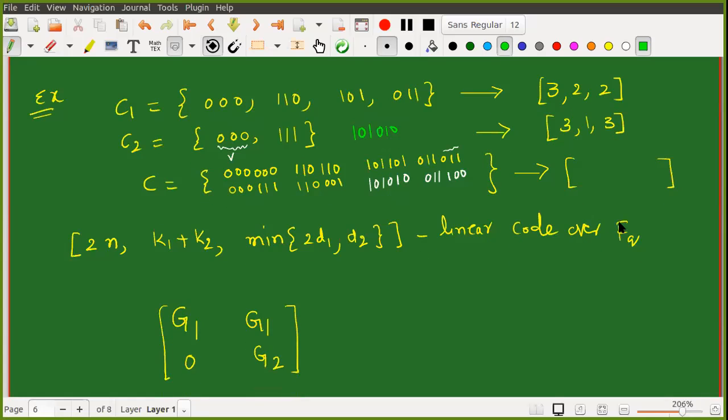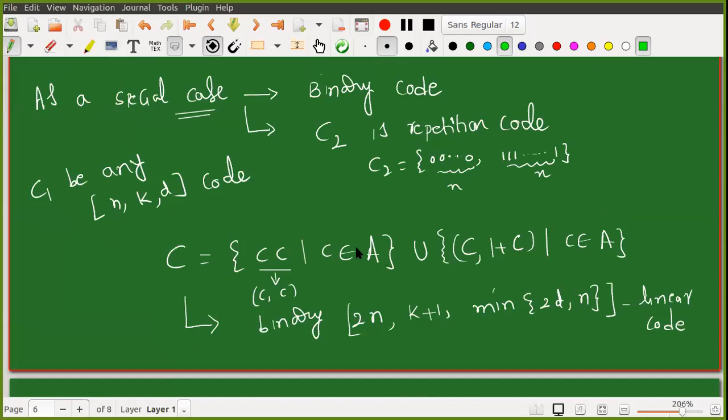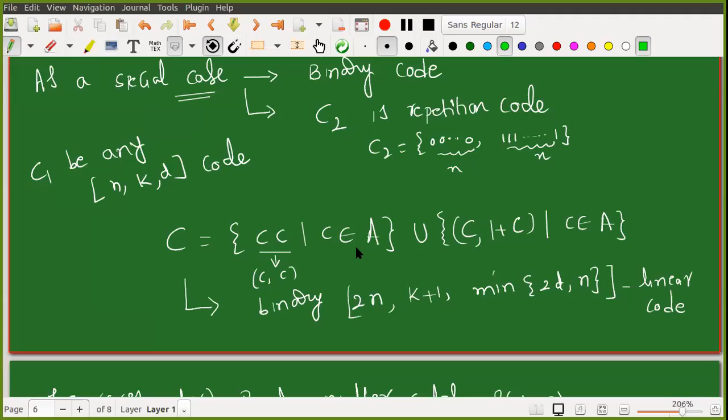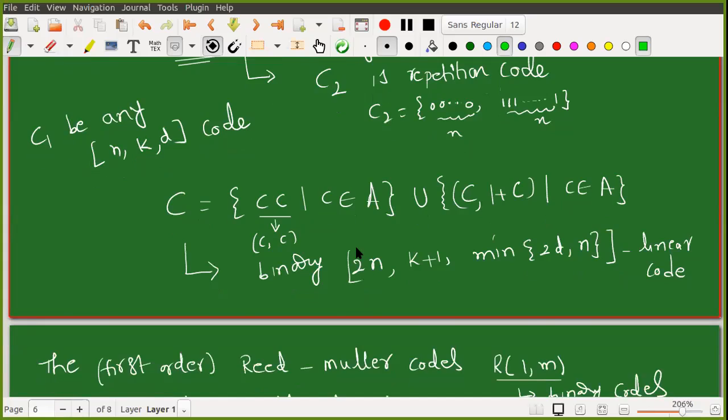And you can also check what the parameters are, right? It now becomes 2n, k1 plus k2, and minimum of 2d1, d2. Okay, fine. As a special case, now I'm fixing C2 as the repetition code. Then you'll get a 2n comma k plus 1 comma minimum of 2d comma n linear code.